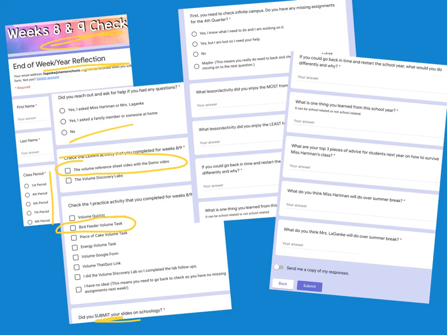And then you're not totally done. Go into Infinite Campus and see if anything is missing. If anything is missing, take care of it. And what did you enjoy most this year? Did you like when we did Slope Doctor? Did you like the Stranger Things? Did you maybe like a certain concept? And what did you like least? If you could go back and restart the year, what would you do differently and why? One thing you learned. Oh, those are repeated there.